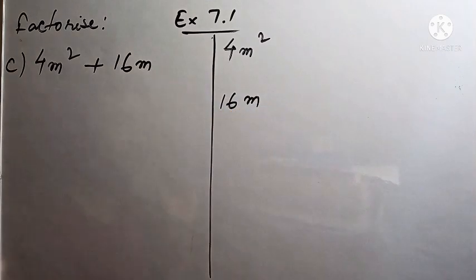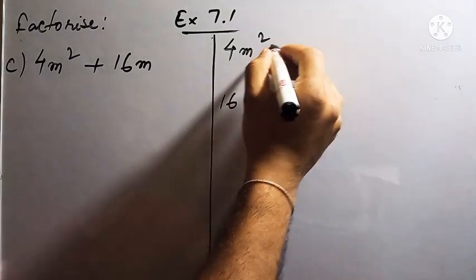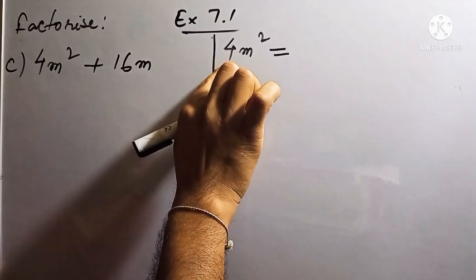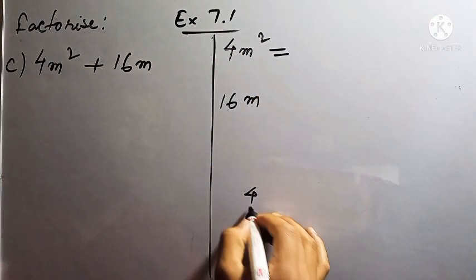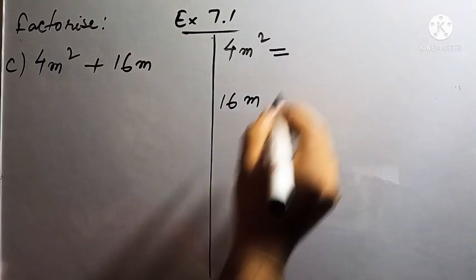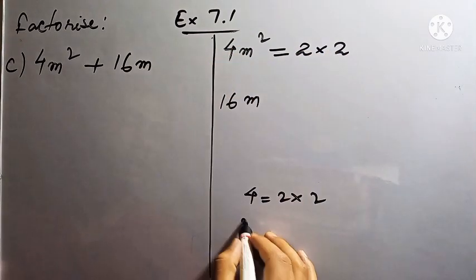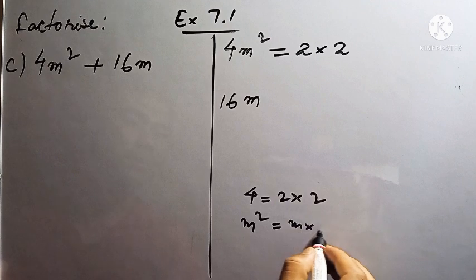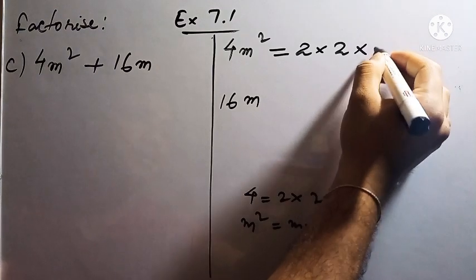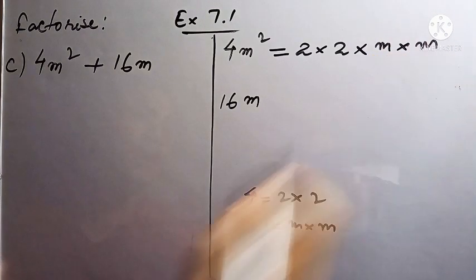Okay, of course 4 is a common factor, but I won't do it that way. Let me show you elaborately. If you factorize 4, you'll get 2 into 2. So let me write here 2 into 2. And what about this m square? m square means m into m. So let me write here m into m.